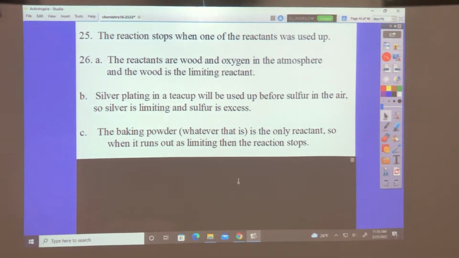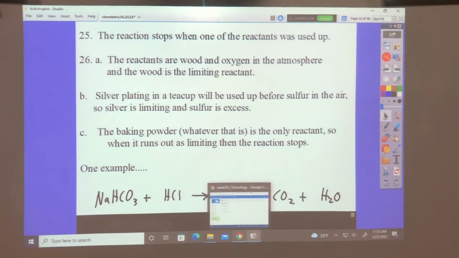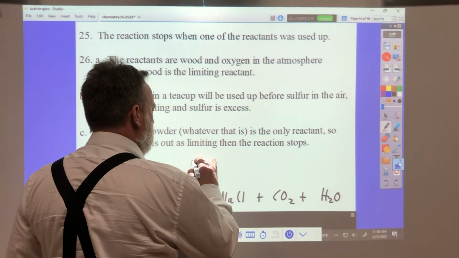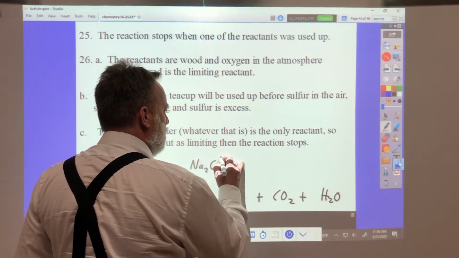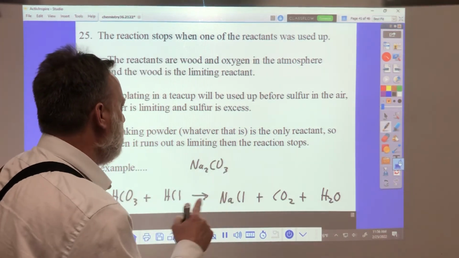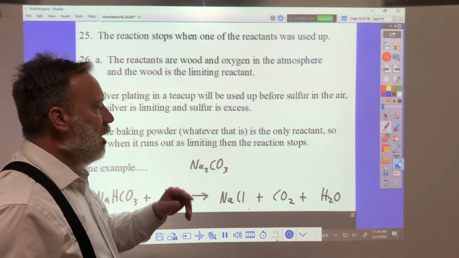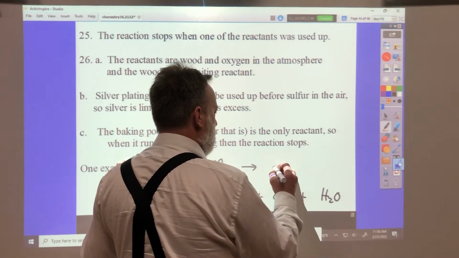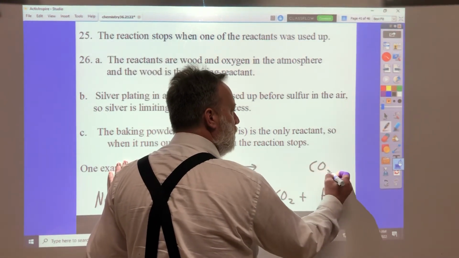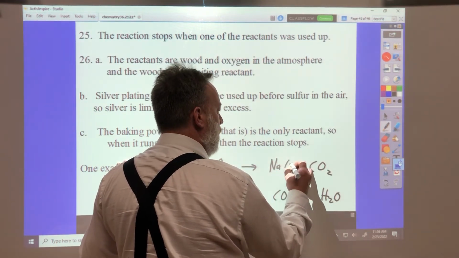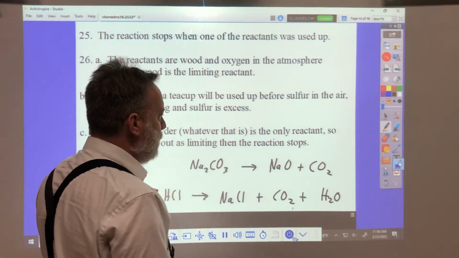Two common ingredients in baking powder are sodium carbonate. This is usually in baking powder, the most common example, Na2CO3. Now if you heat that up, you will break that down and produce some carbon dioxide. So you could make CO2 and have maybe Na2O.